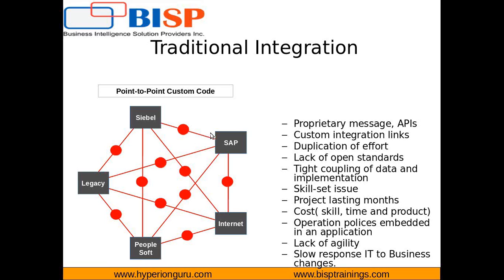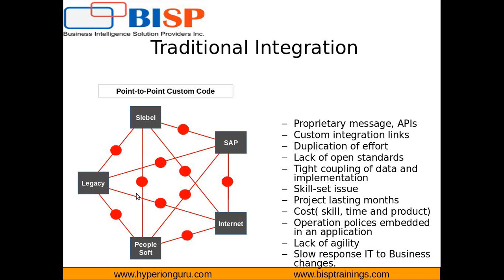There's a skill set issue. You need specific Siebel resources to be able to work with Siebel. You need specific SAP resources to work with SAP, so that you can fully utilize the connectivity. The project lasts months, right? Because of so many point-to-point connections, you have to write a lot of code and generate a lot of artifacts. The cost is high, both indirectly and directly.